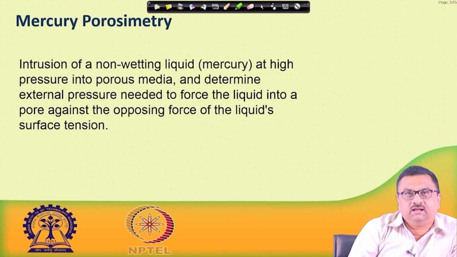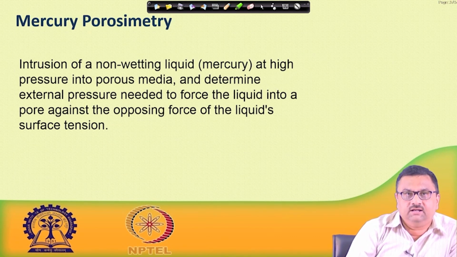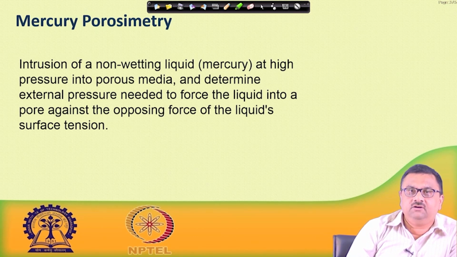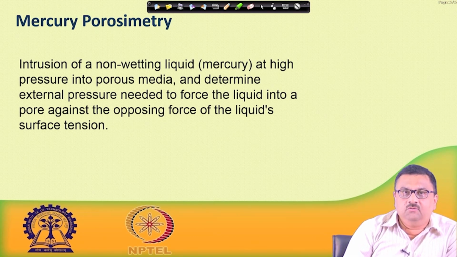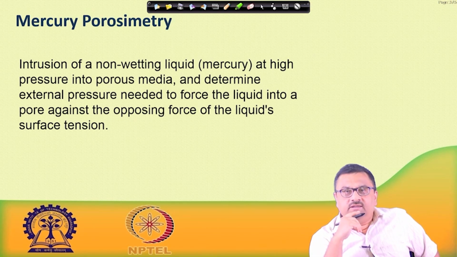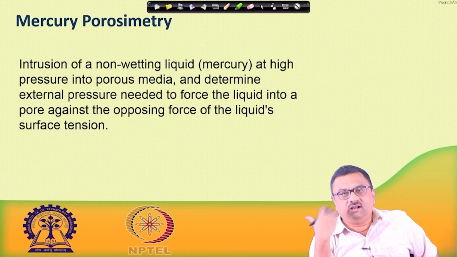The next one is mercury porosimetry. Here, there is intrusion of a non-wetting liquid, mercury, at high pressure into porous media, and we determine the external pressure needed to force the liquid into a pore against the opposing force of liquid surface tension. You must recall that mercury is considered here as a non-wetting liquid, and when you want to push a non-wetting liquid inside a porous medium, one has to provide some extra pressure because it does not get a favorable contact angle.